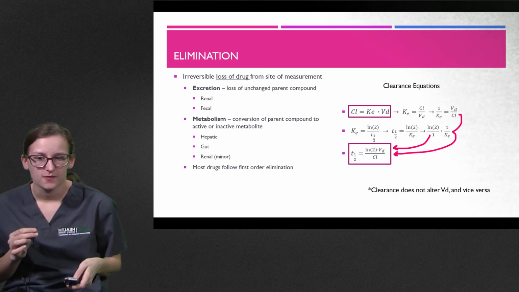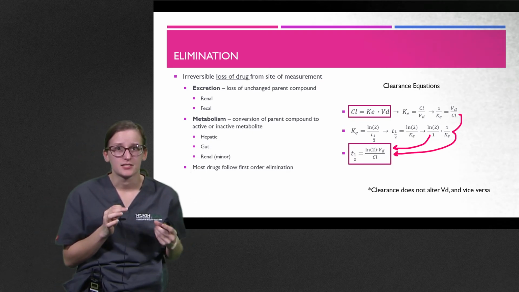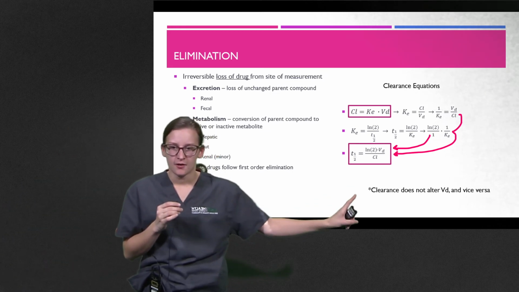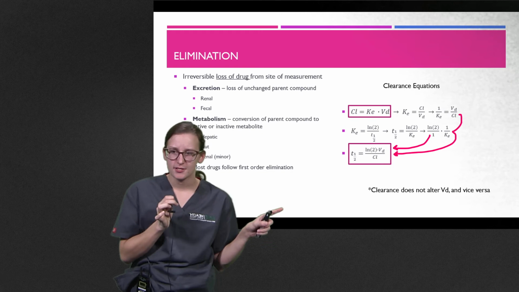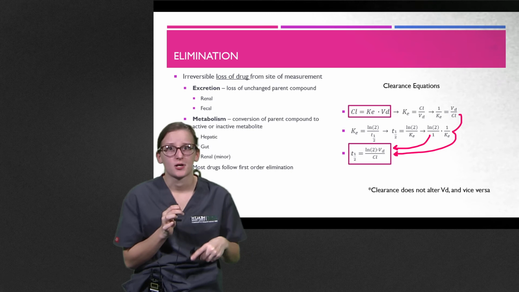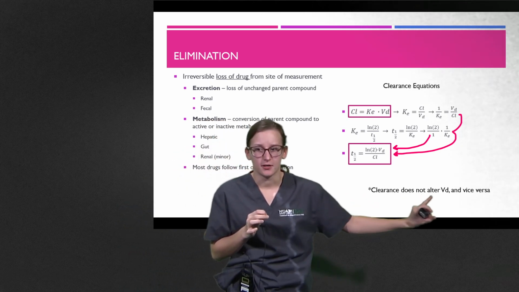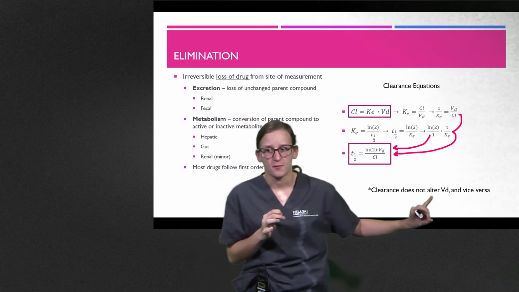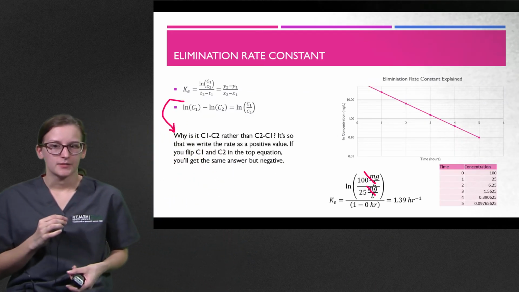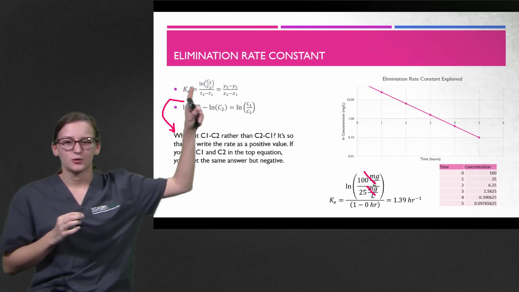And most drugs follow first order elimination, meaning it's a fraction of drug per time that's being eliminated. It's not a constant amount. And I just have here, clearance does not alter volume of distribution and vice versa, just because you might have an assignment in the future where you are given a table and you have to figure out how this parameter affects this one. So clearance and volume of distribution are independent of one another. Just because you clear something faster doesn't mean its volume of distribution is going to change. So the rate constant, that Ke, here's the math equation here.